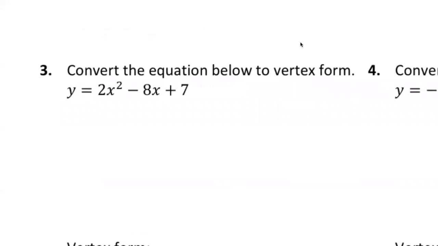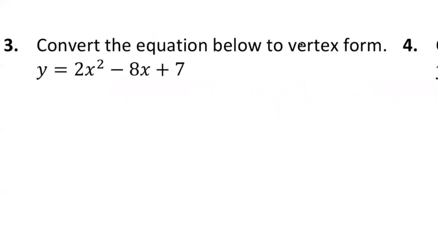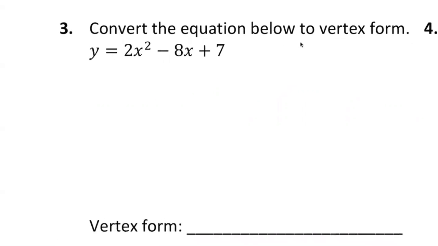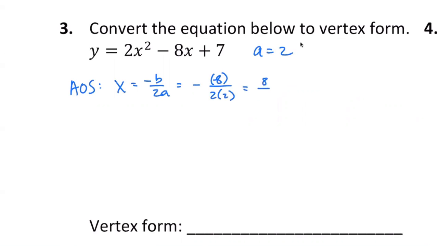All right, continue. For question number 3, do the same thing. We will go ahead and find the axis of symmetry first, which is negative b over 2a. We know that it's the standard form, and since it's standard form, we also know that the a value is equal to 2. So negative b over 2a: you have the negative of negative 8, so we have positive 8 over 4.